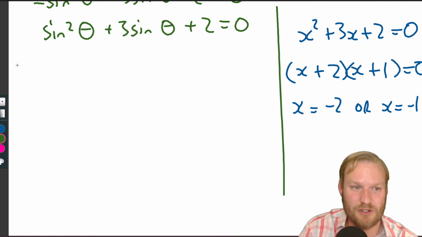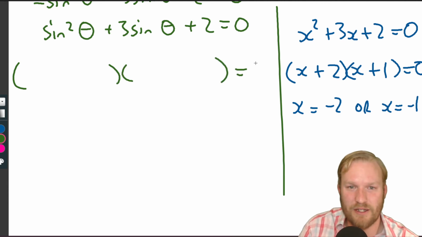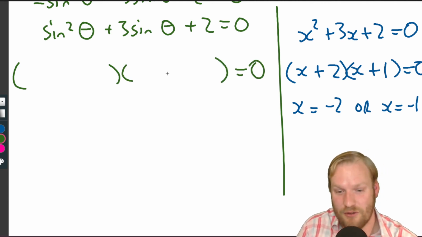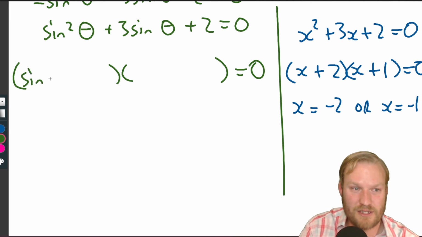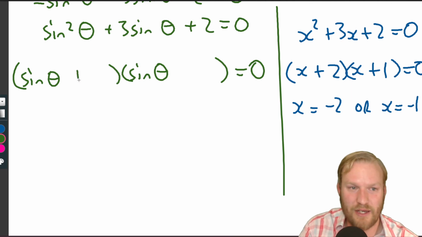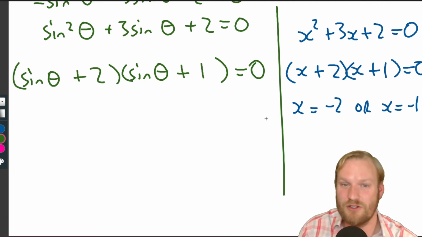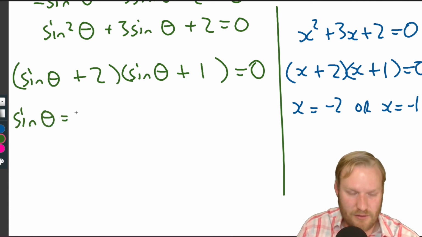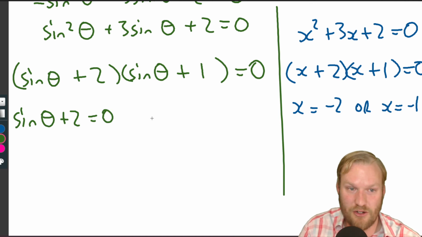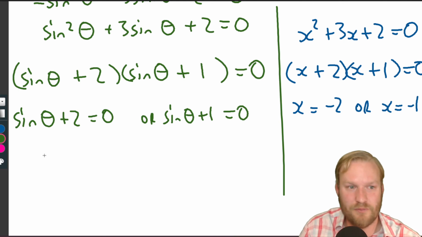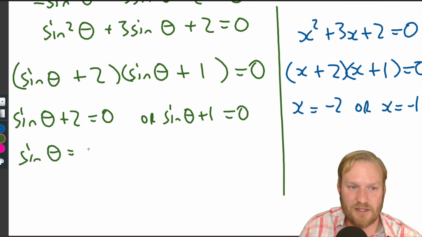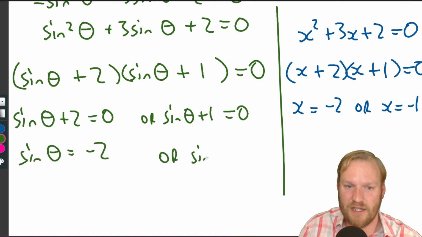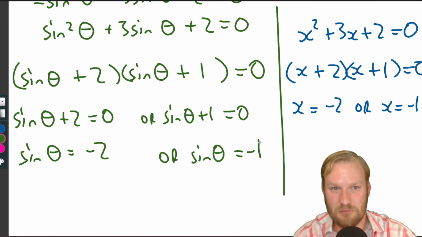So in this case, we're also going to go bracket, bracket equals 0. Either the first bracket is 0 or the second bracket is 0. Well, sine theta times sine theta is sine squared theta, and 2 times 1 gives us 2. So we have two solutions. Sine theta plus 2 is 0, or sine theta plus 1 is 0. In other words, sine theta is negative 2, or sine theta is negative 1. Pretty nifty, eh?